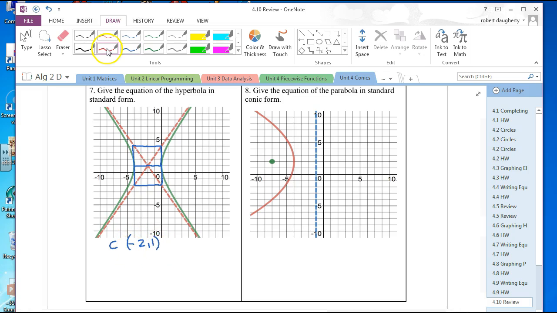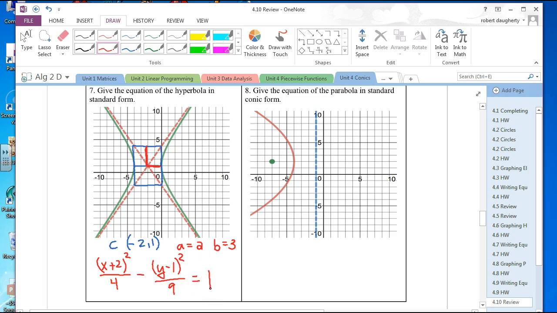When I look at this, I can see that A is equal to 2 and B is equal to 3. Since it's horizontal, the x term comes first with a positive. So x plus 2 squared over a squared, which is 4, minus y minus 1 squared over b squared equal 1.